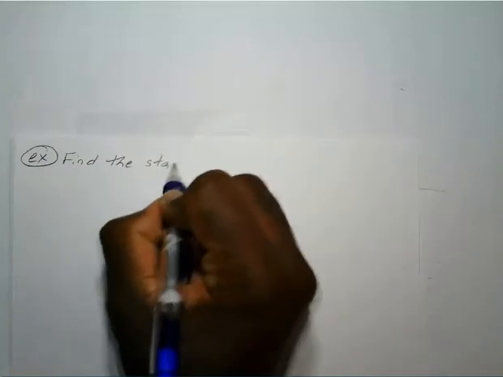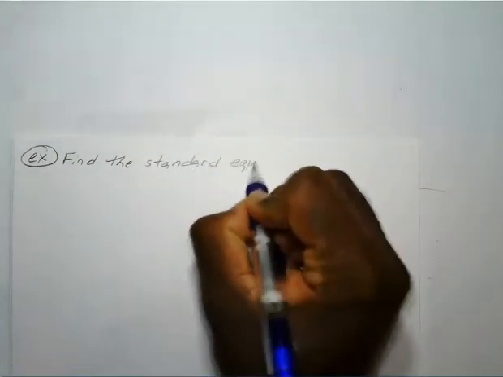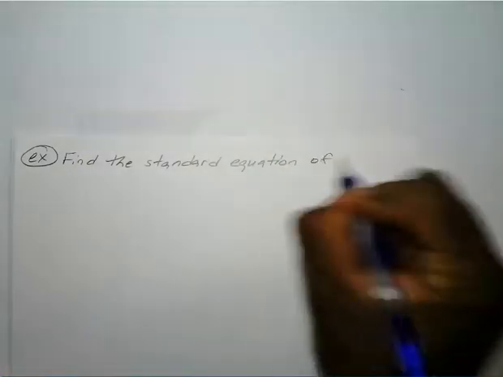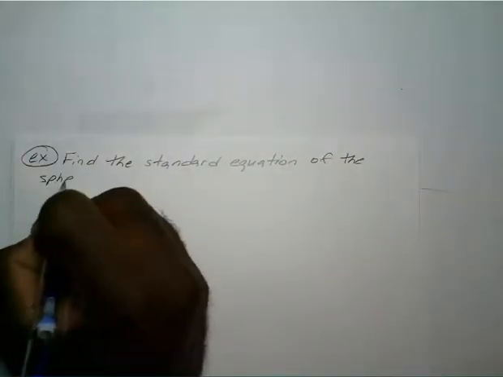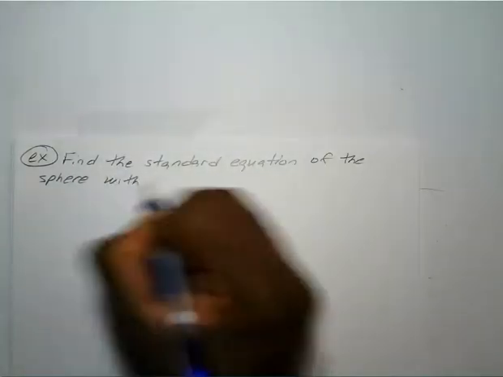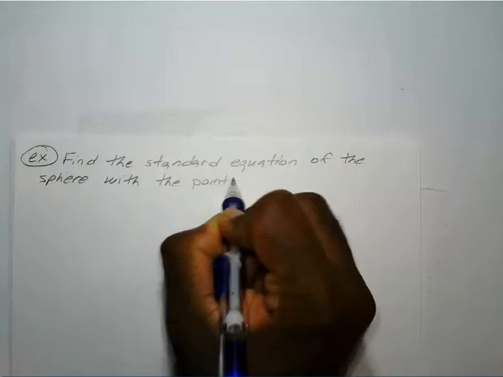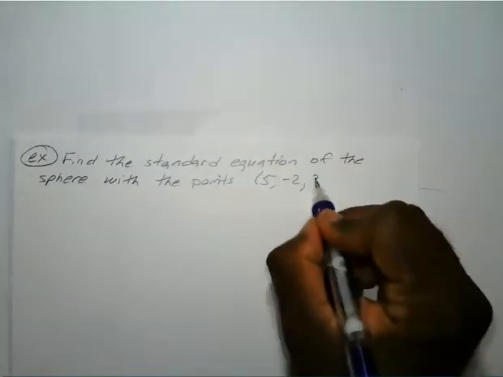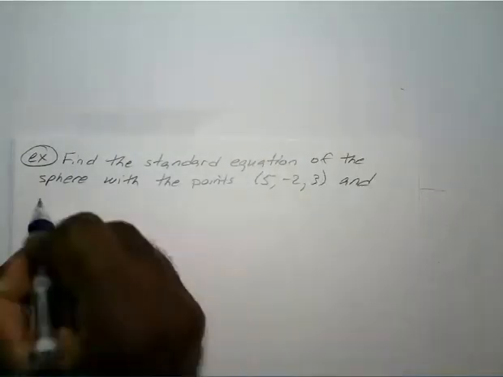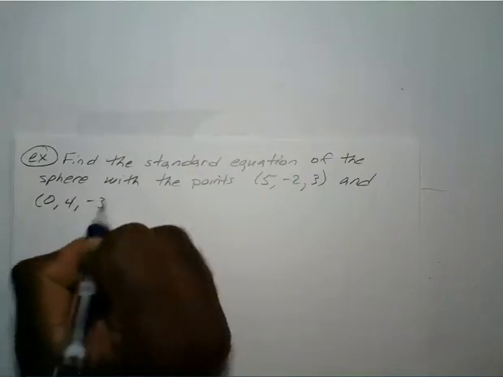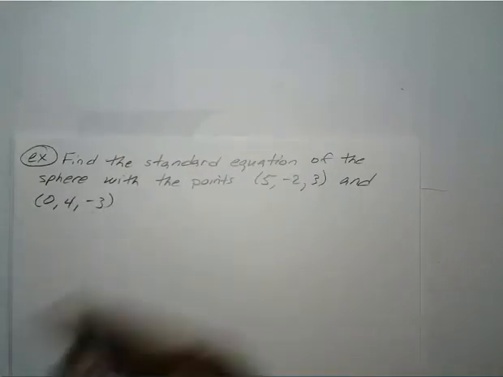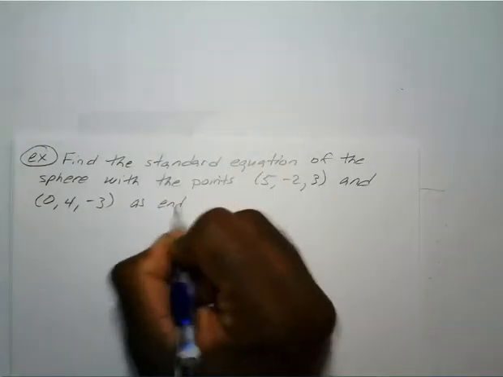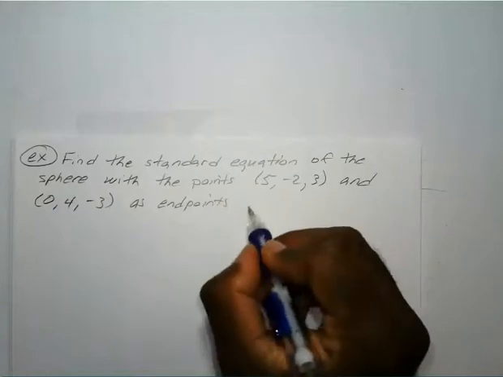Alright, so let's say, for example, find the standard equation of the sphere with the points 5, -2, 3, and 0, 4, -3 as endpoints of the diameter.